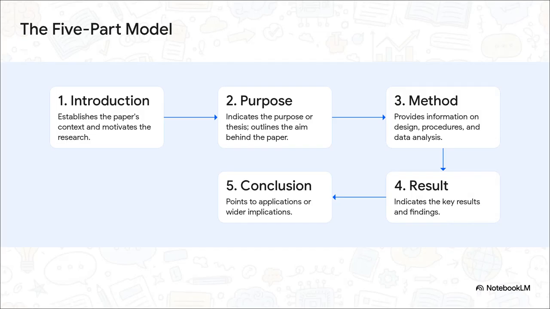And here it is. It's a 5-part model first really nailed down by researcher Ken Hyland. You'll find that pretty much every abstract you come across is built around these 5 core pieces: an introduction, a purpose, the method, the result, and a conclusion. So let's break down what each of these parts actually does.